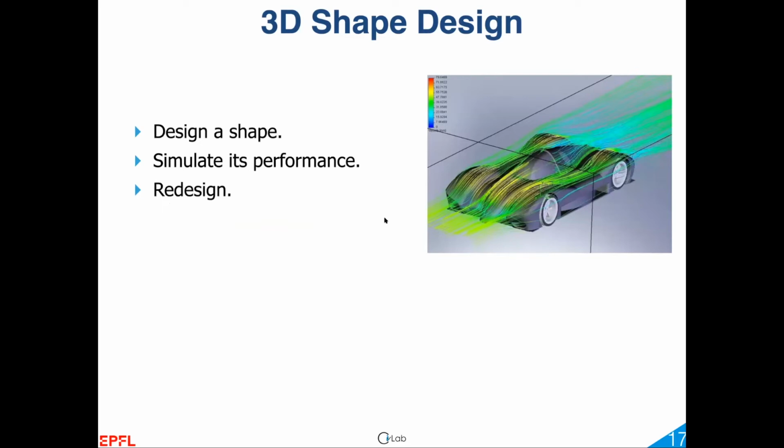So let's say you are a car manufacturer or a car designer, and you want to design a race car. So typically what you're going to do is you're going to design a shape on your computer. You are going to run that into a simulator. Usually it won't be good on the first try, so you will redesign and iterate this process until you have something you like.